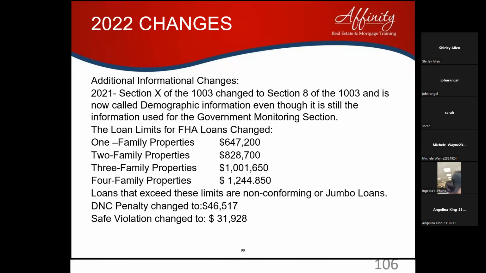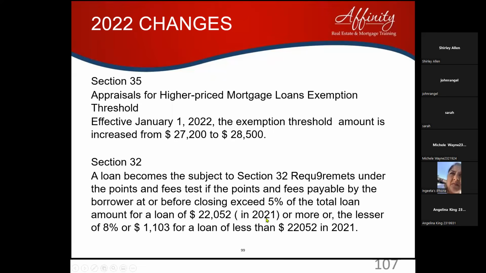The loan limits changed for FHAs regarding the communities and the counties people live in. As you can see, they went extremely higher. One family properties, 647.2, two family properties, 828.7, three family properties went to 1,000,001,650. Loans that exceeded these limits are still non-conforming or jumbo loans. Also, the DNC penalty changed, went up to 46,517, and the SAFE violation went to 31,925.